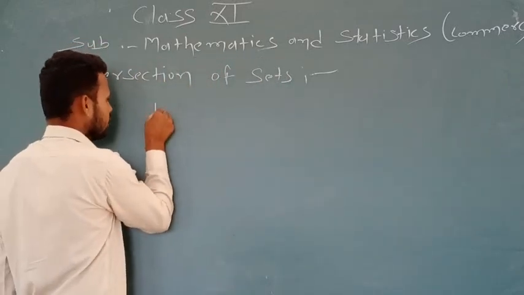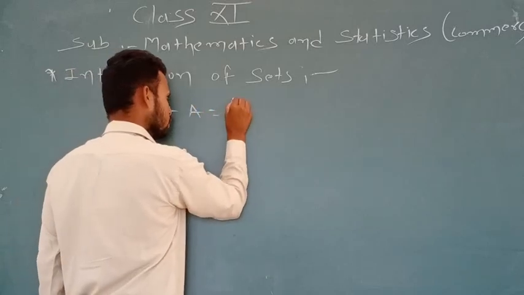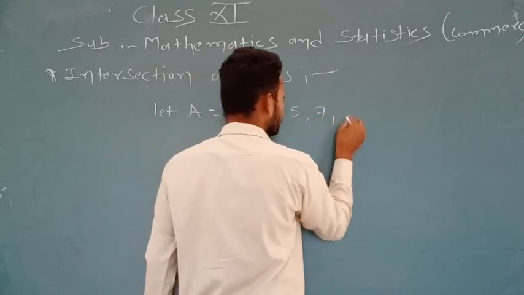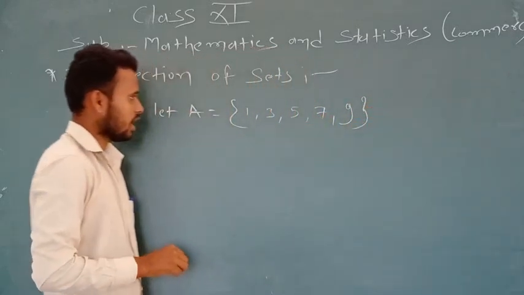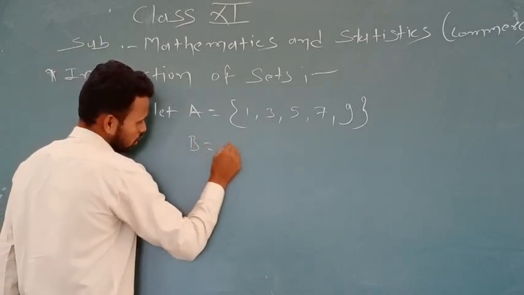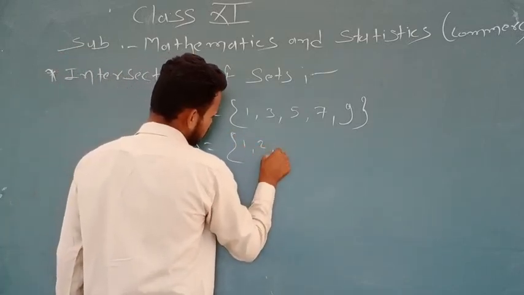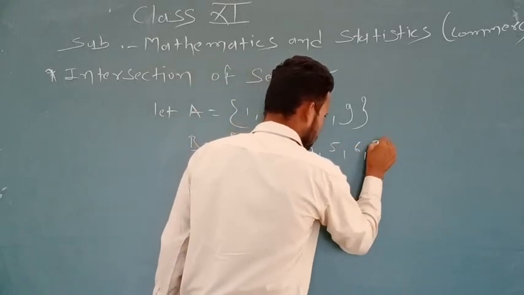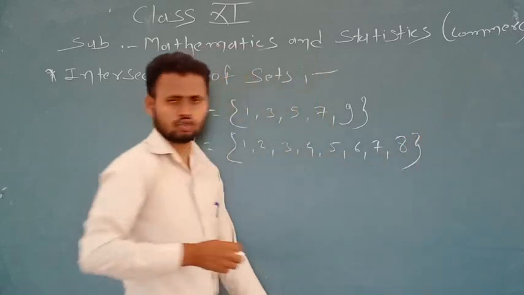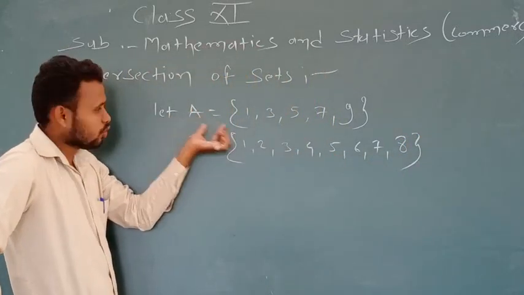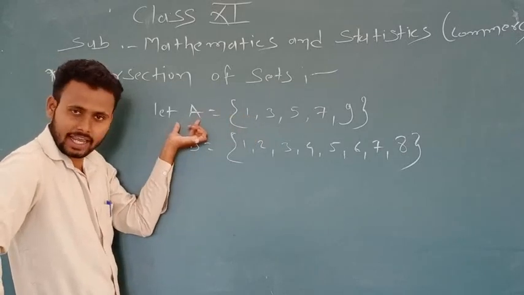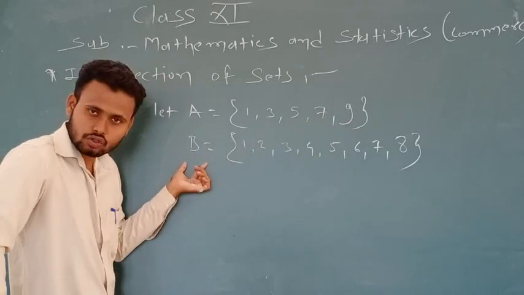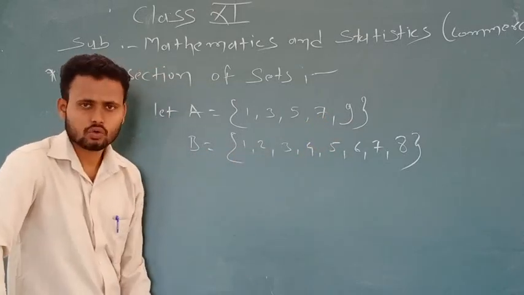Now, an example. Let set A equal the set containing the elements 1, 3, 5, 7 and 9. And let set B equal the set containing the elements 1 up to 8: 1, 2, 3, 4, 5, 6, 7 and 8.